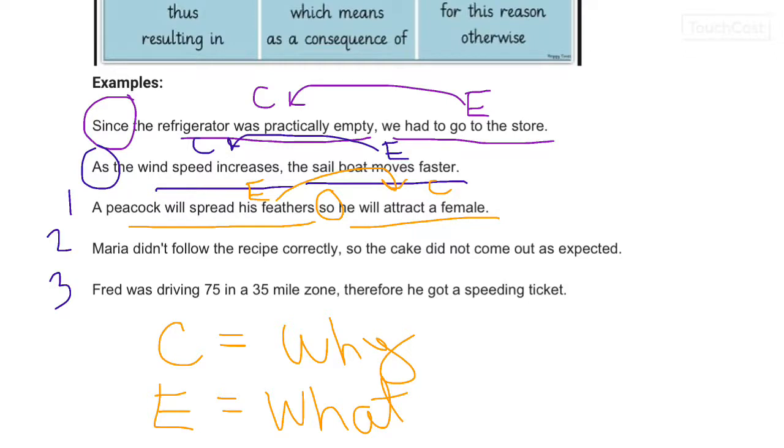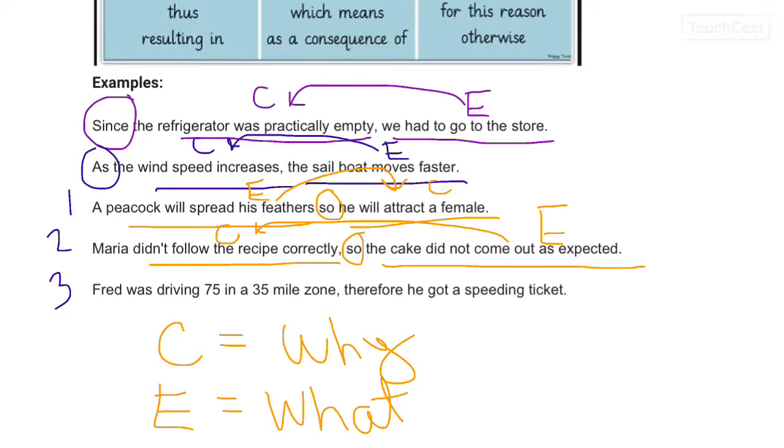Number 2, Maria didn't follow the recipe correctly, so the cake did not come out as expected. There's the key word, which is so. Poor Maria, she should have followed the recipe, right? So, what happened? The cake did not come out as expected. Why? Well, because Maria did not follow the instructions. That's the cause. If she had followed the instructions, maybe it would have come out correctly.